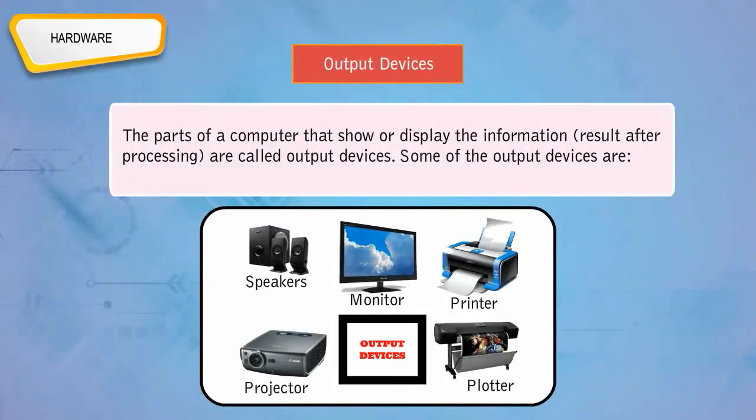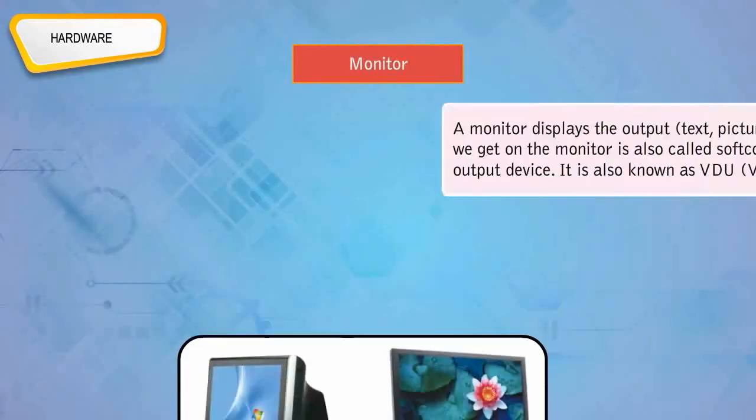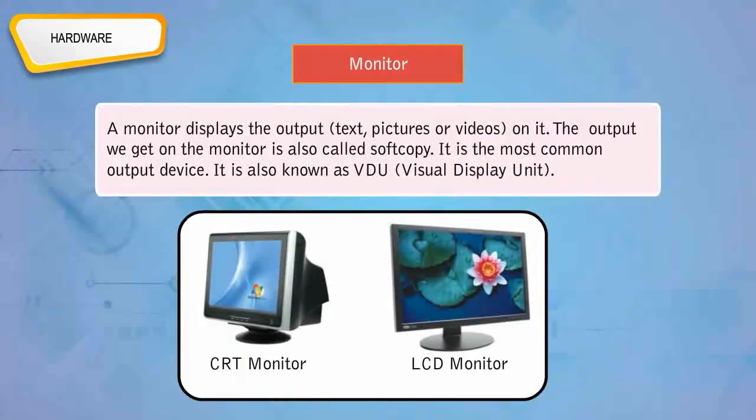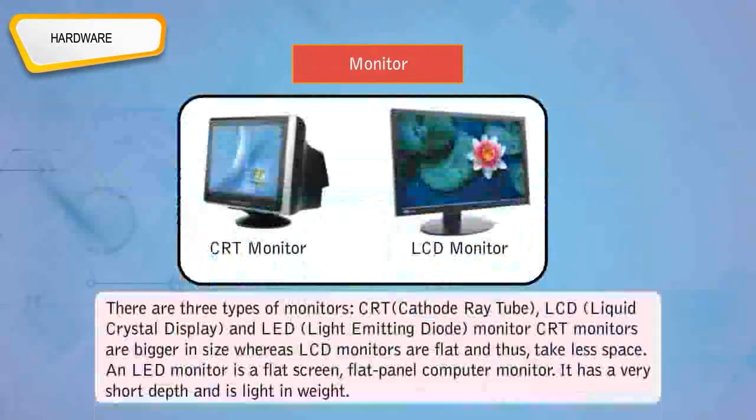Some of the output devices are monitor. A monitor displays the output, text, pictures or videos on it. The output we get on the monitor is also called soft copy. It is the most common output device. It is also known as VDU, Visual Display Unit. There are three types of monitors: CRT, cathode ray tube, LCD, liquid crystal display, and LED, light emitting diode.